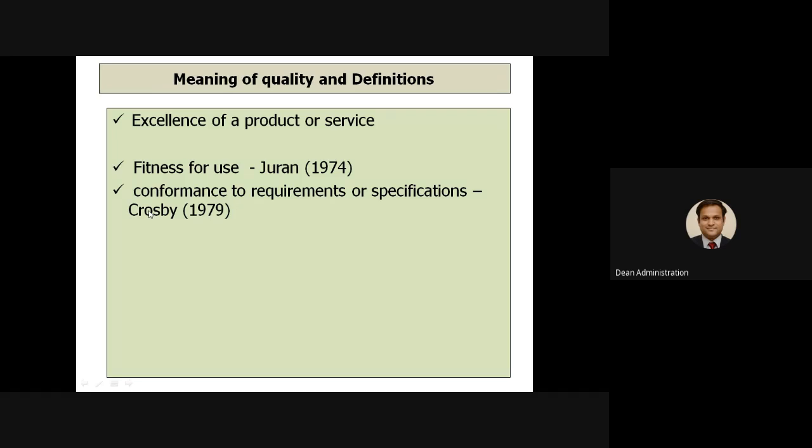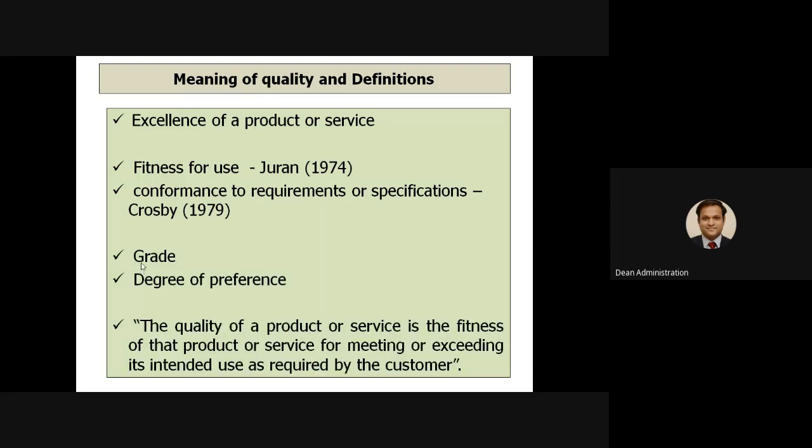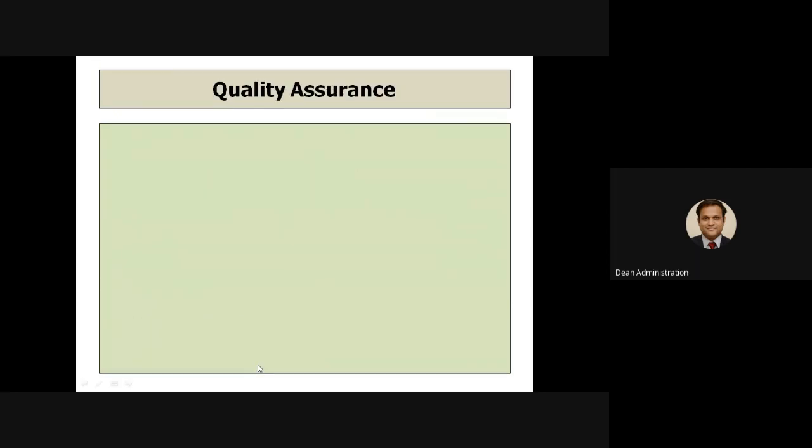So here you can see various definitions of quality. It can be excellence of a product or service, fitness for use, or conformance to requirements or specification. You can measure quality with the help of grade, degree of preference. So essentially, the quality of a product or service is the fitness of that product or service for meeting or exceeding its intended use as required by the customer.